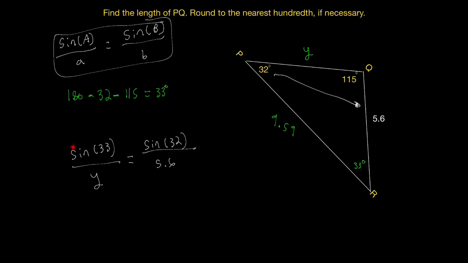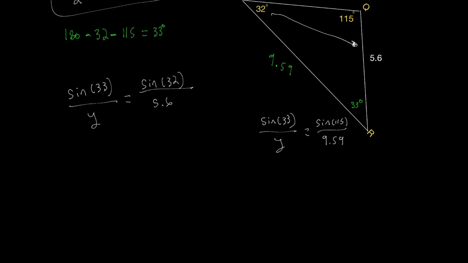This is valid, and this is technically all we need in order to solve for Y. However, you can also do this. You could do sine of 33 over Y and set it equal to the sine of 115 all over 9.59. These two setups should give you the same answer. I'm going to do this one, and for the extra practice, I encourage you to verify that doing this problem gives you the exact same thing. So I'm going to focus on the first one I wrote.